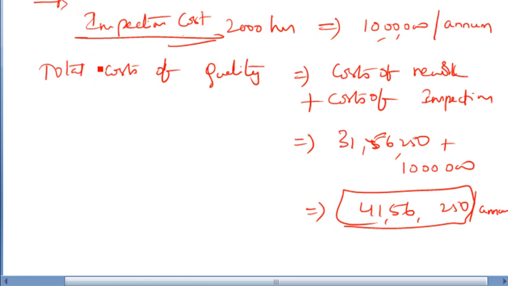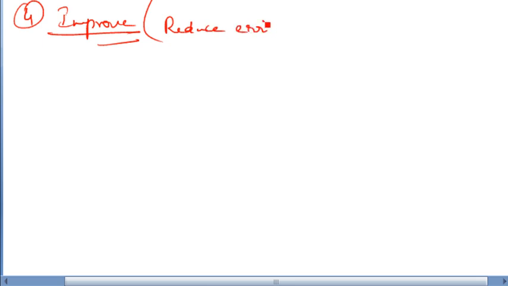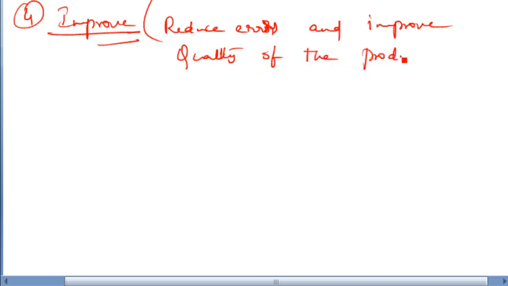So we are done with the third step, which is analyze. Let's go with the next one. We have analyzed the problem. Now we need to improve. Improve means we need to provide solutions to these problems. So what is the fourth step? Improve. You got to reduce errors and you got to improve quality of the product.